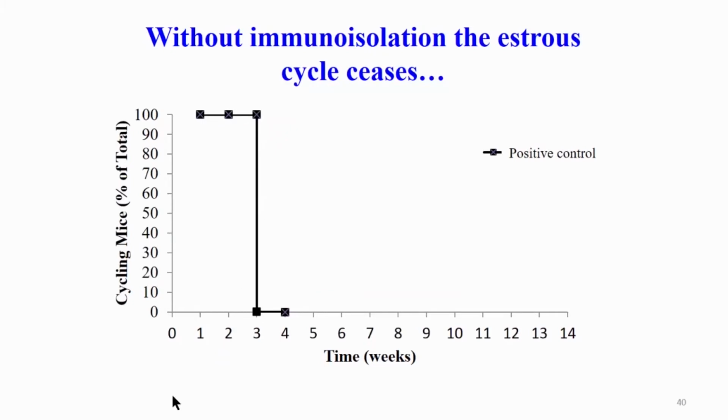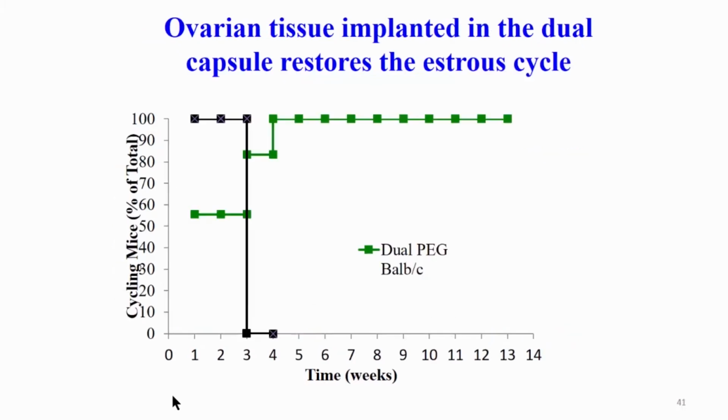And then you see that without the capsule, if you just put allogeneic tissue, all the mice cycle, and then 3 weeks post-implantation, the cyclicity stops. And if you look at histology, the tissue is rejected. But then if you encapsulate the tissue in the capsule, you see a slow delay in 50% of the mice, but then 3 weeks post-implantation, 85% of the mice were cycling, and they were cycling all the way to 14 weeks of the experiment.